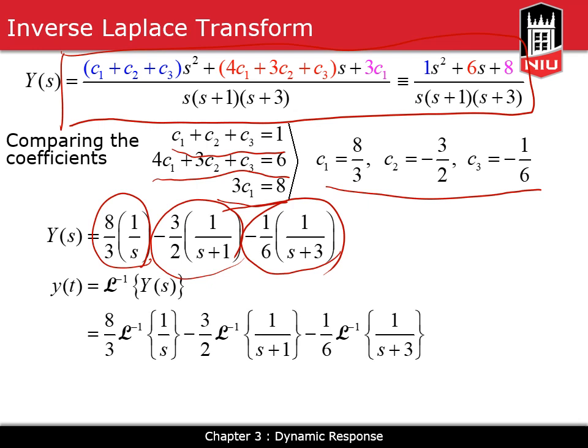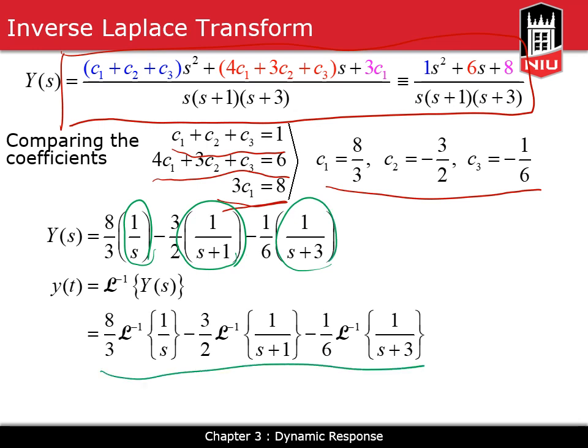Now these are simpler. If we want to apply the inverse Laplace transform on this function, you will see how our life will be much easier. The inverse Laplace transform of y of s can now be written as 8 over 3 times the inverse Laplace transform of 1 over s, minus 3 over 2 times the inverse Laplace transform of this term, minus 1 over 6 times the inverse Laplace transform of this term. This is what you see over here.